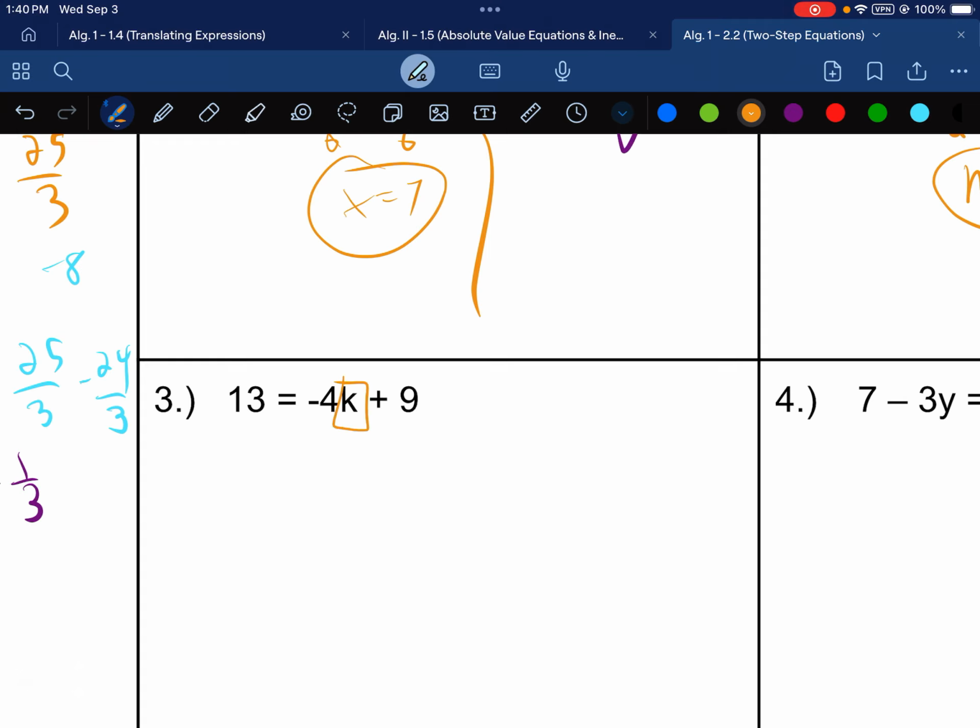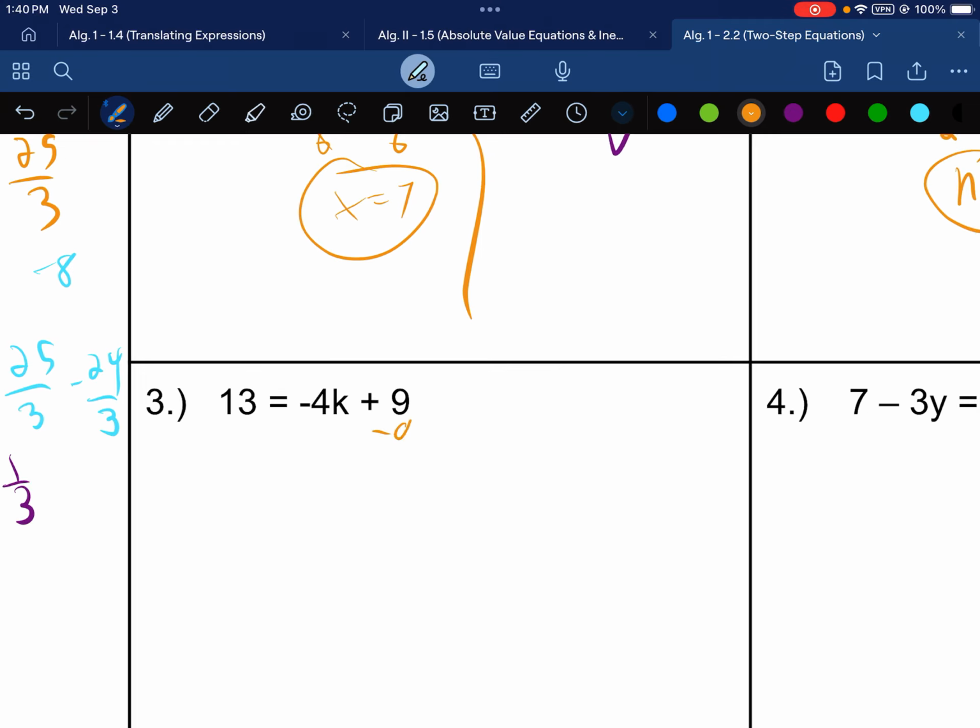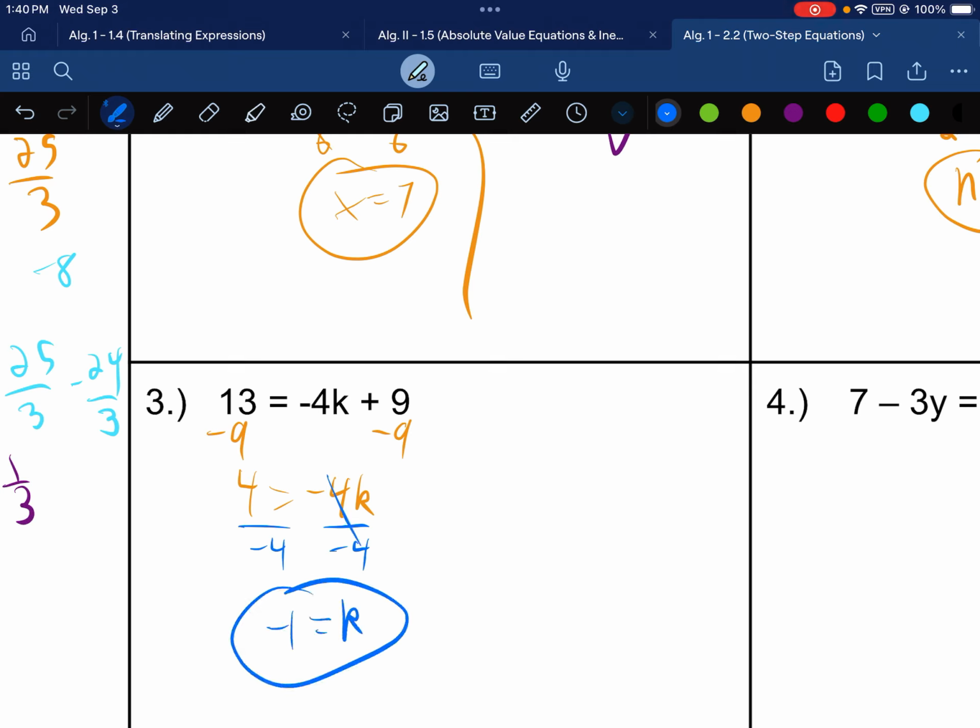Next up, number 3, we have our k being multiplied by -4 and added by 9. We undo the addition first by subtracting 9 from both sides, giving us 4 equals -4k. Then we'll divide both sides by -4, which results in k equaling -1. If you wanted to flip it around so the k is on the left, that is okay as well.